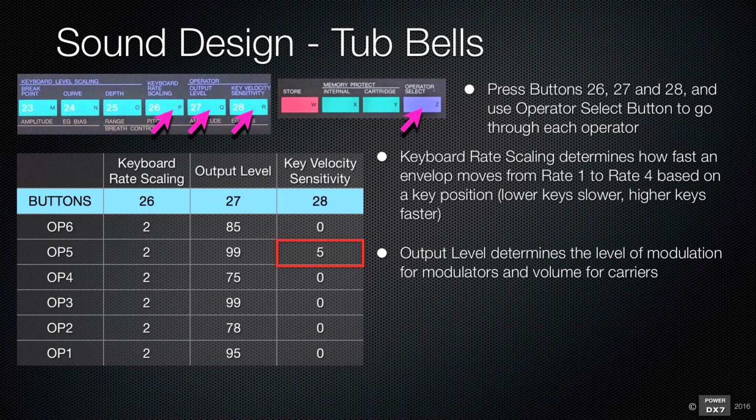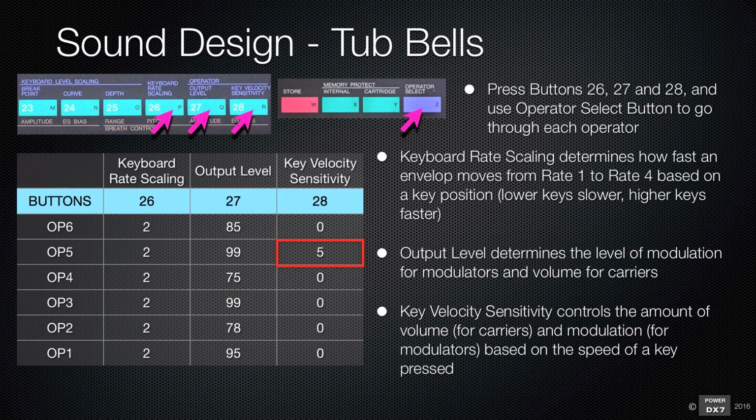Now, we can look at output level. It determines the level of modulation for modulators and volume for carriers. For carriers, they are usually set over 90 to get maximum volume. For modulators, over 90 is usually too high as you start to create unwanted harmonics and inharmonics as well as noise. So between 70 to 90, modulators generate enough frequency modulation.